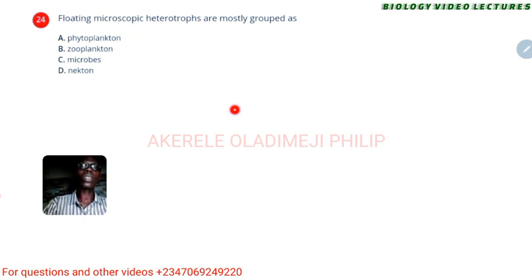So phytoplanktons are photosynthetic, while zooplankton are animals, like they feed on phytoplankton. And heterotrophs means organisms that feed on other organisms. So the answer is B, which is zooplankton. All right, they're actually very small on the surface of water there.